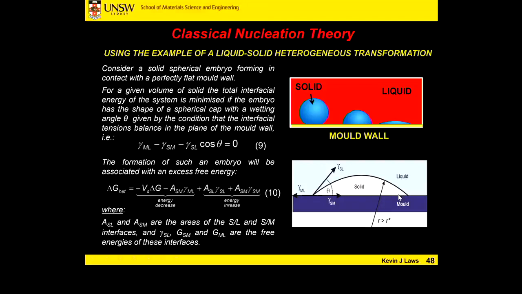So we're just adding a few additional components here that are going to give us our delta G het for the growth of a particle from a mold wall. And we can go through this in detail and work out our critical radius and things like that, but generally, these types of things are measured in the lab.